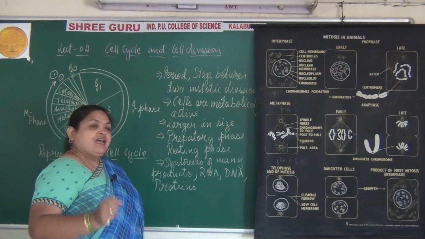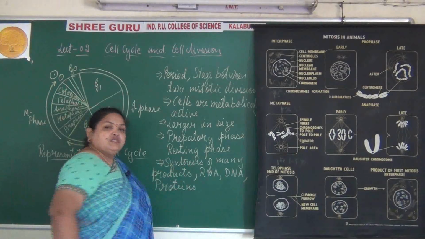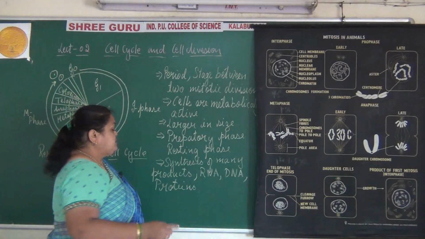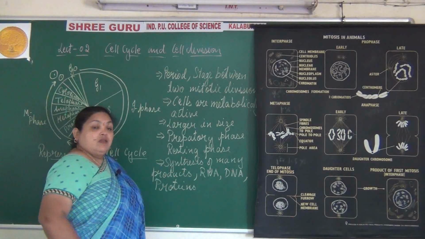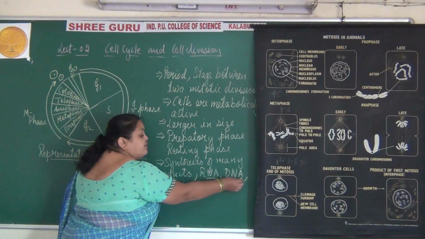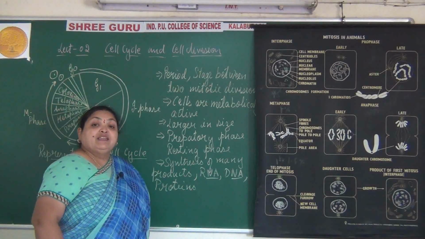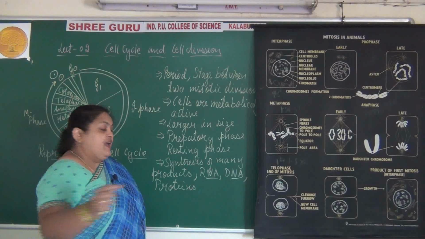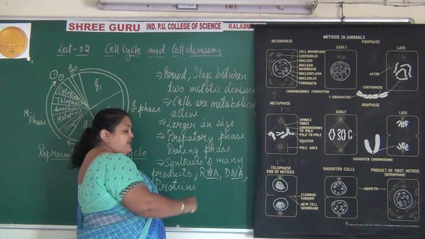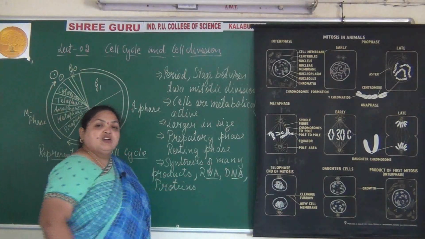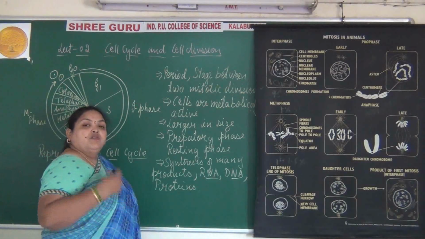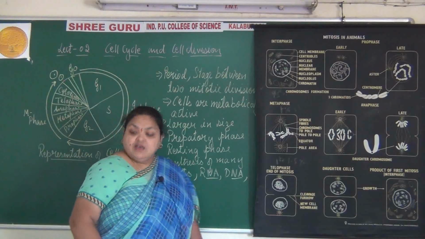So it is synthesizing or it is producing. Synthesis means what? Production, or produces. It is producing many of the products, especially the nucleic acids. That is the genetic material, the nucleic acids, RNA, ribonucleic acid, DNA, deoxyribonucleic acid, and the proteins which are very important for the cell.